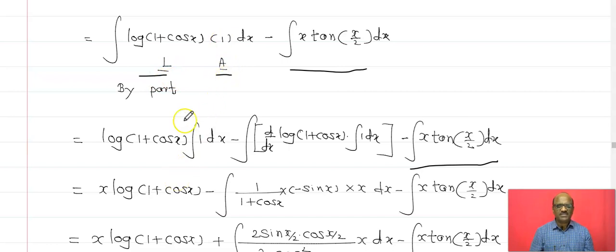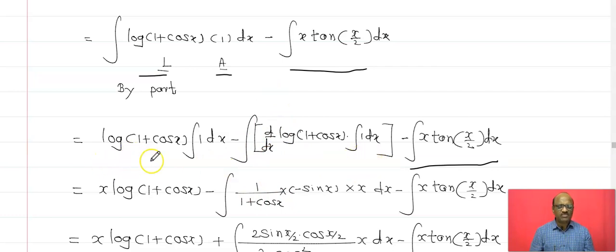Now by parts. The first function is chosen by LIATE, the order is okay. Which is the first function? The log of, in bracket, 1 plus cos of x, integral 1 dx. The first function into integral of the second, minus integral of derivative of the first into integral of the second.